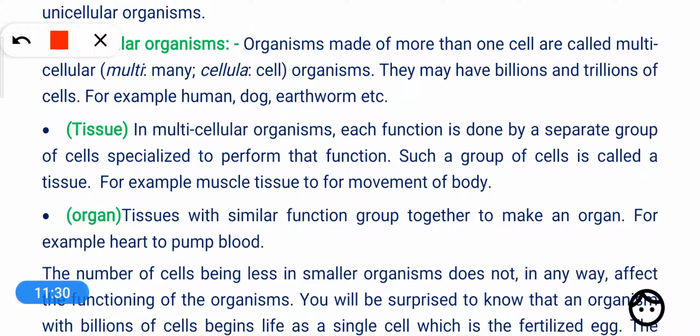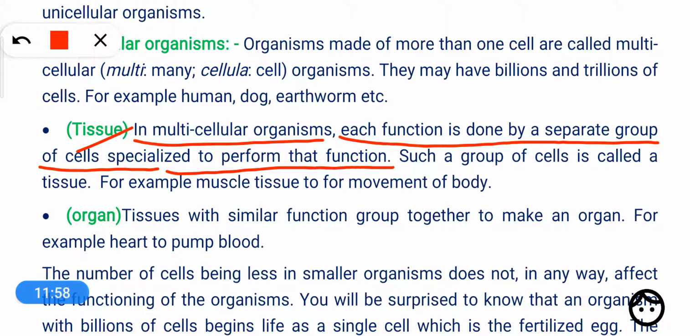Actually, what happens? There are a number of functions to be performed in the body of a multicellular organism. So the functions are divided into groups of cells. Such groups of cells which perform a particular function are called tissues. So what are tissues? You can say that in a multicellular organism, each function is done by a separate group of cells specialized to perform that function. Right? Such a group of cells is called tissue.